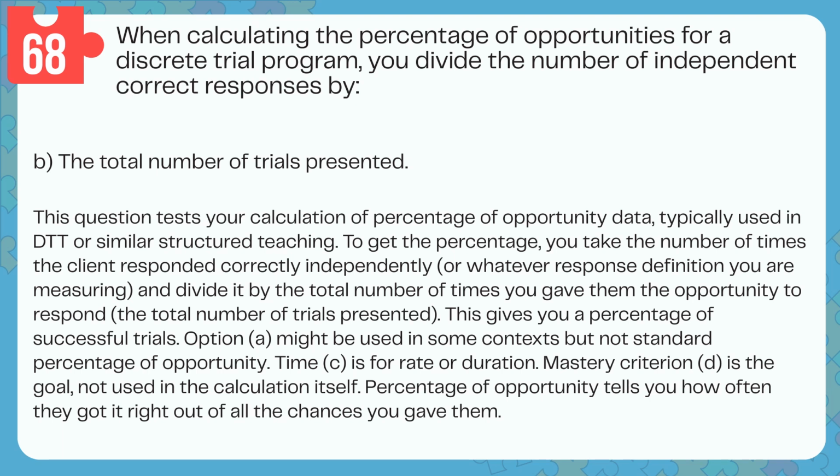Option A might be used in some contexts, but not standard percentage of opportunity. Time, C, is for rate or duration. Mastery criterion, D, is the goal, not used in the calculation itself. Percentage of opportunity tells you how often they got it right out of all the chances you gave them.